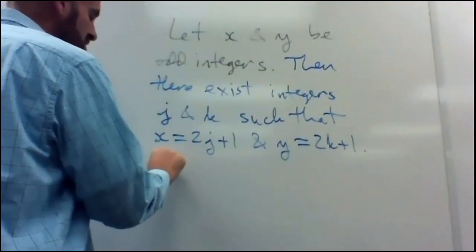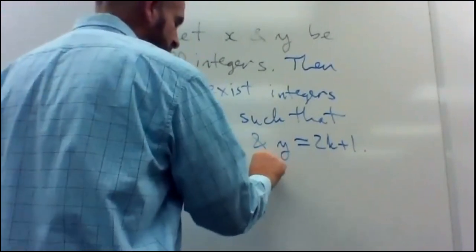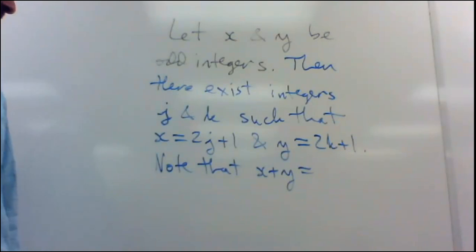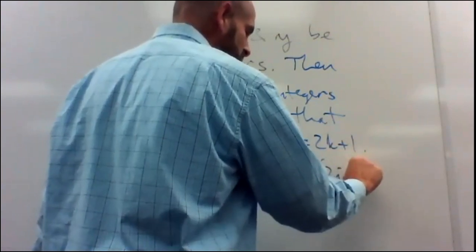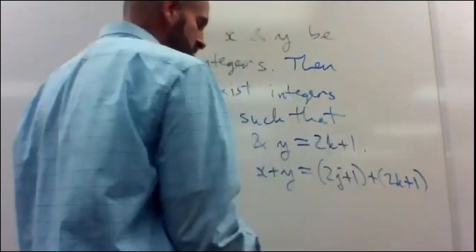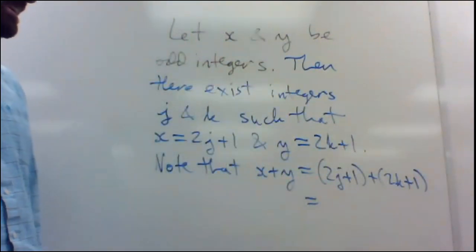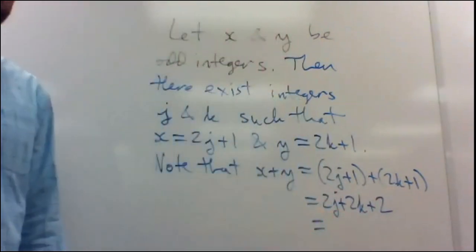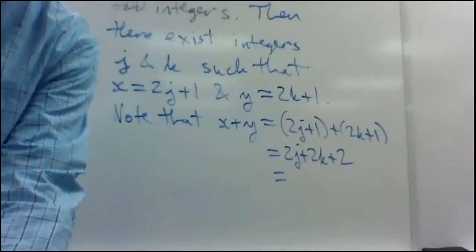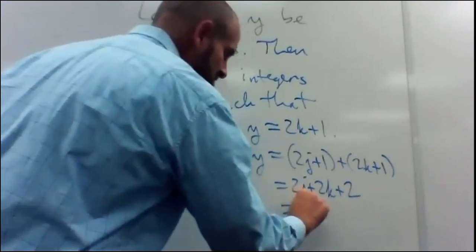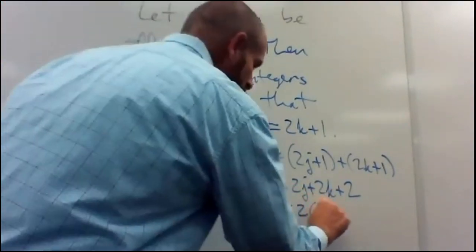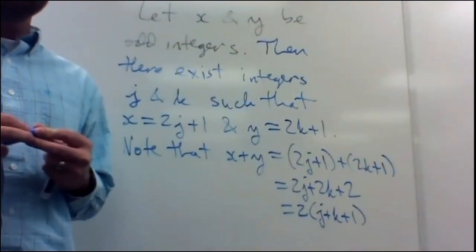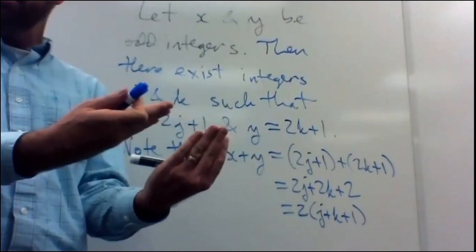So we say, note that x plus y, okay, Maggie, you're kind of in the driver's seat here. So x plus y equals what? Yeah, you just sub in what they're equal to: 2j plus 1 plus 2k plus 1, which is equal to what? 2j plus 2k plus 2, okay, which is? Right, you just write it as 2 times (j plus k plus 1), which, by the way, is 2 times an integer, which is the definition of an even number, yeah?